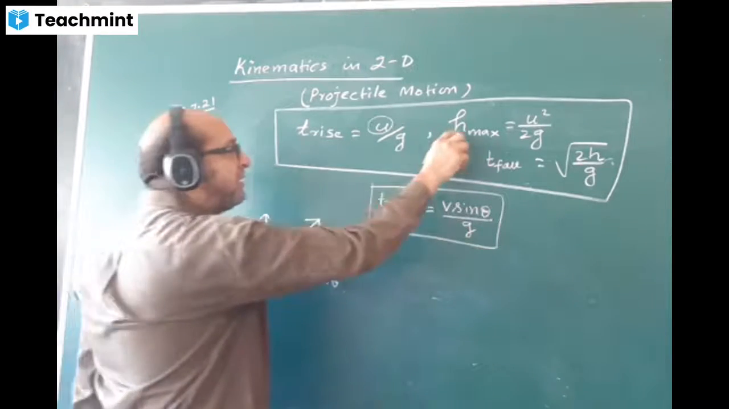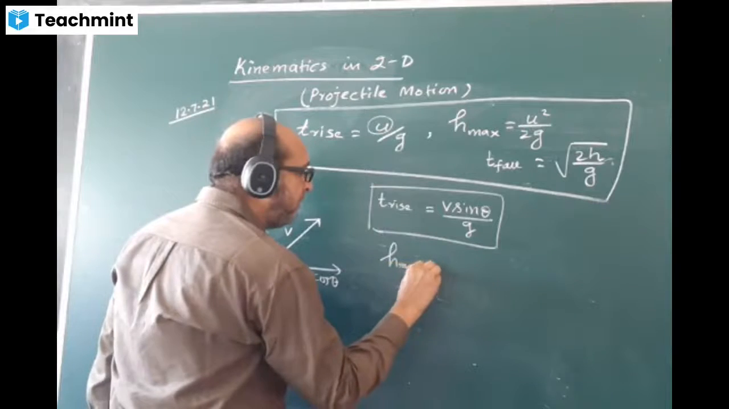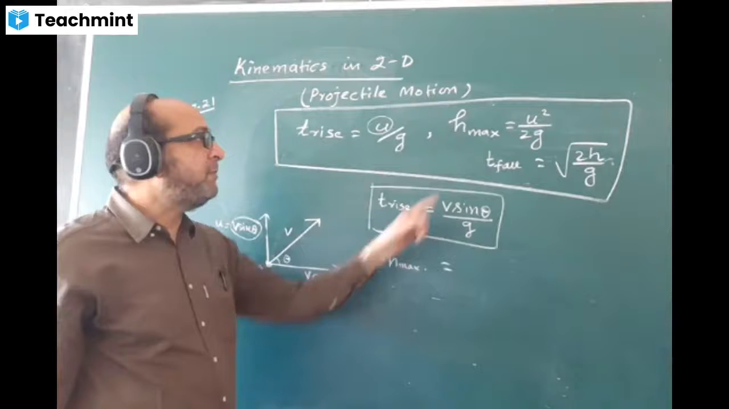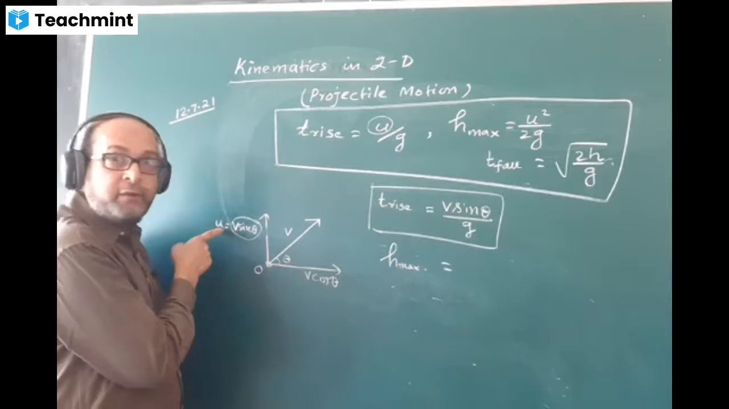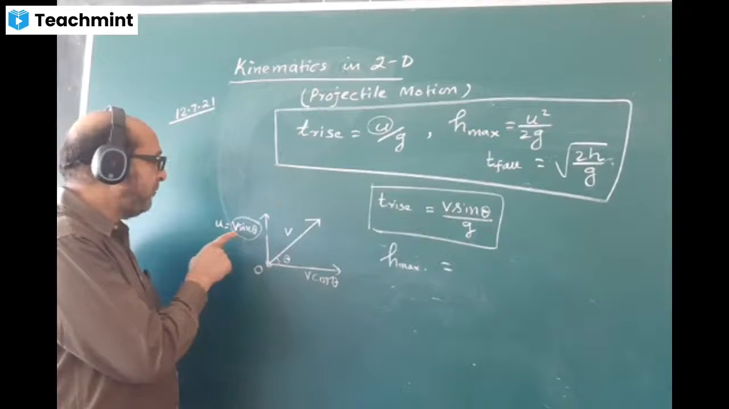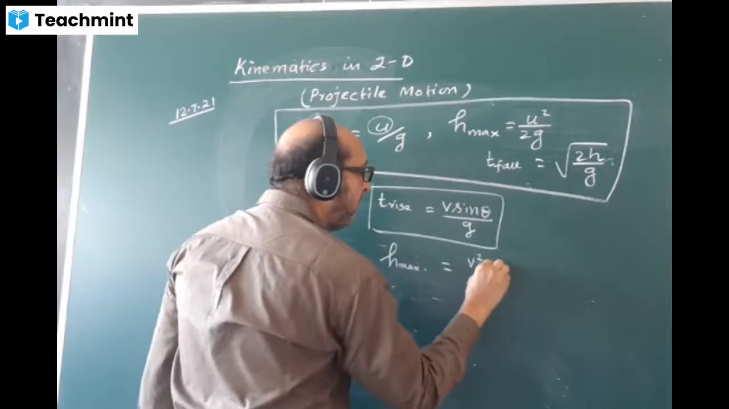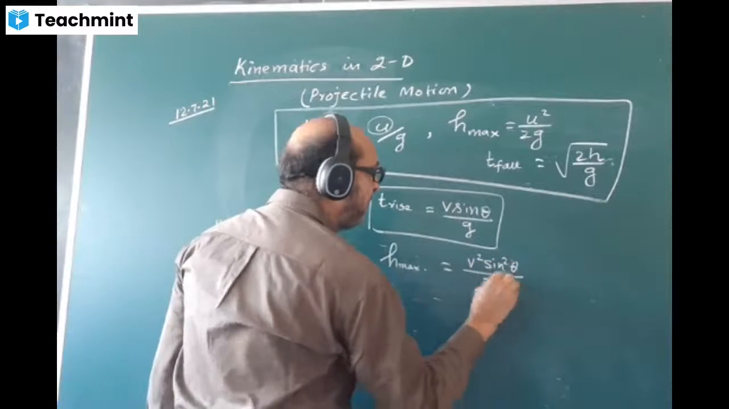Now I'll find the value of x max. How much height will the body reach? Maximum height. What is the formula of maximum height? u square by 2g. And what is the value of u? You can look at the value of u here. The value of u is v sin theta. I'll write this value here. The formula now becomes v square sin square theta by 2g. So this is the formula of x max.